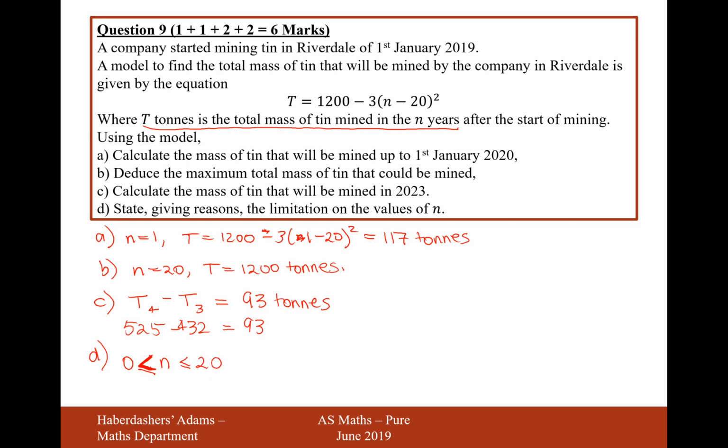up to and equal to 20, and the reason for that will be when you plug in 21, this function here is going to start to increase again, and when you're doing 1200 minus something that's increasing, you're actually going to be effectively putting more tin back into the earth, because the total amount of tin mined will start to decrease.